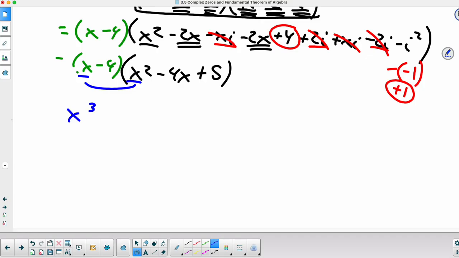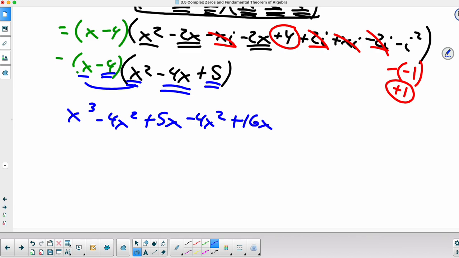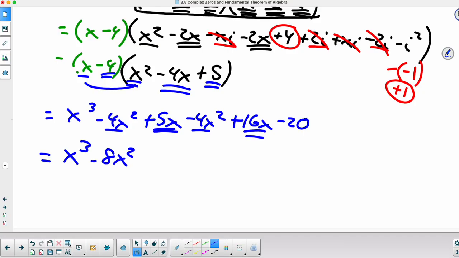Yeah, I get x cubed. I get a negative 4x squared. I get a plus 5x. If I take the negative 4 through, I get a negative 4x squared. I get a positive 16x. I'm going to get a negative 20. And at the end of the day, when I collect like terms, when the dust settles, what's my polynomial? What do I end up with? I end up with x cubed minus 8x squared, sorry, then I have a plus 21x minus 20.